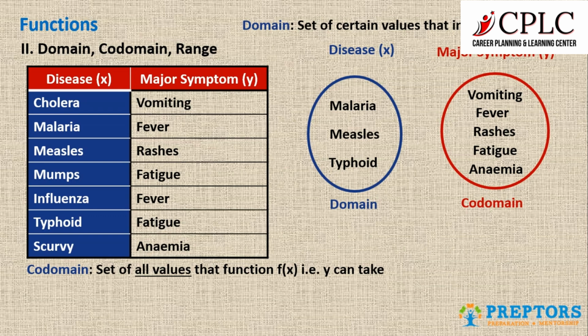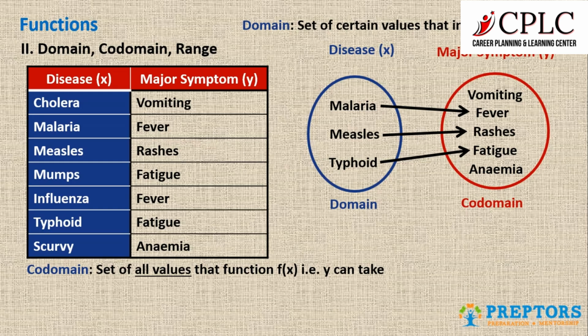Then what is exactly range? So codomain is all values of output y. Domain is all values of input x. So range is the specific values of codomain, which is output y, which are defined from the pre-decided domain, as in input. So for example, if you observe that malaria has a major symptom as fever, measles has a major symptom as rashes, and typhoid has a major symptom as fatigue.